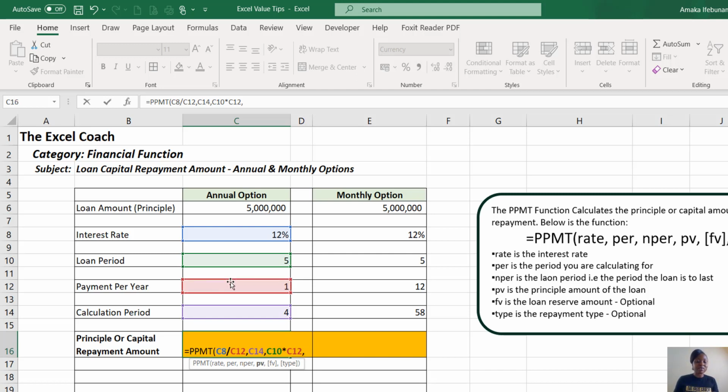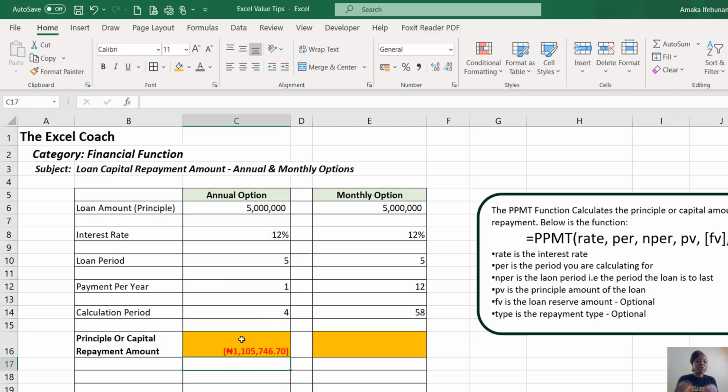Then the next argument is the principal amount of that loan, which is the loan amount. I'll select this cell, 5 million. And that's all for this argument. I'll just close it. As I stated, the last two are optional. For the purpose of this training, I won't be working with the last two. So I'll just work with the rate, the period we are calculating for, the period of the loan, and the present value. So I can close my parentheses and enter. So you can see for the 4th year, this is the principal amount, 1,105,746.70.